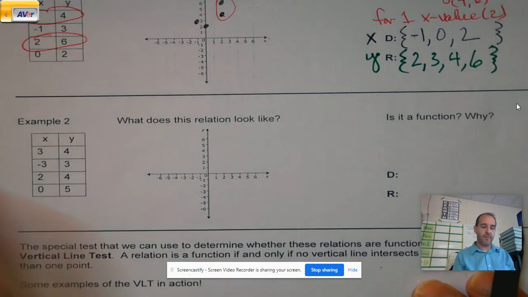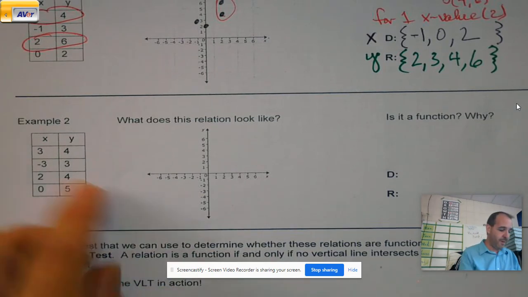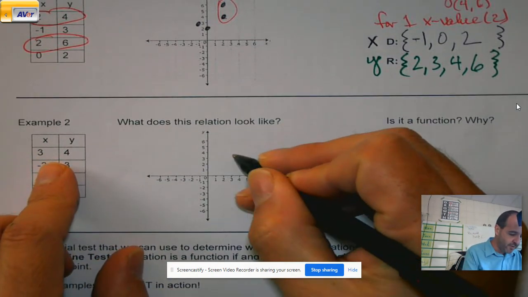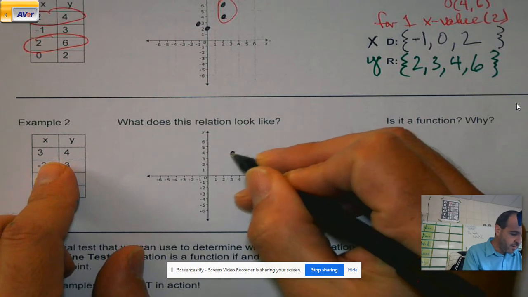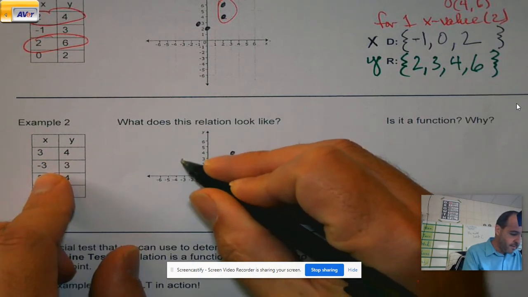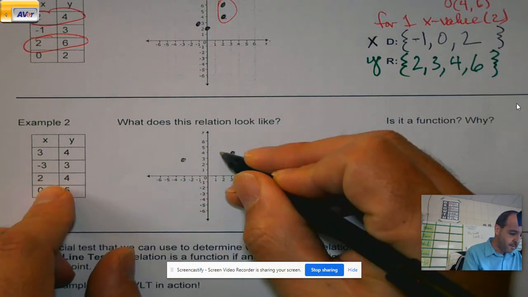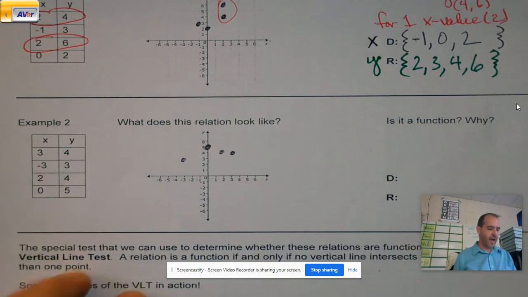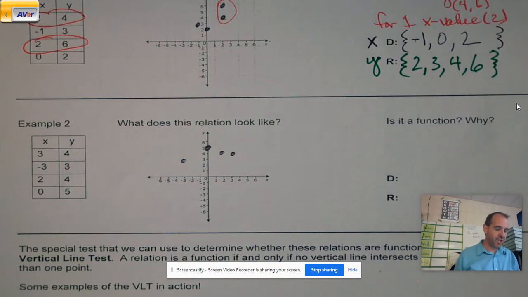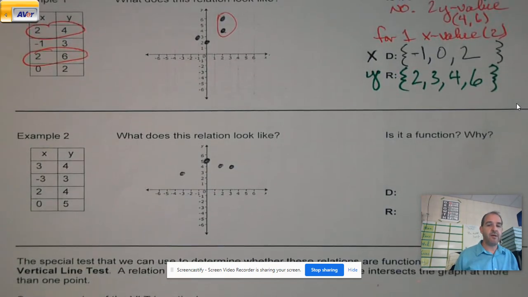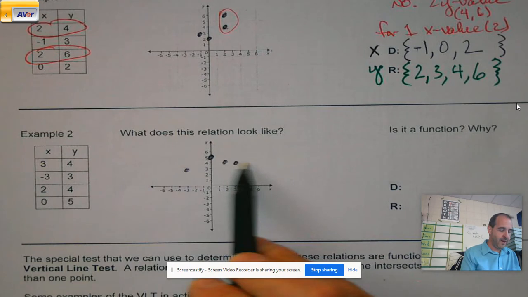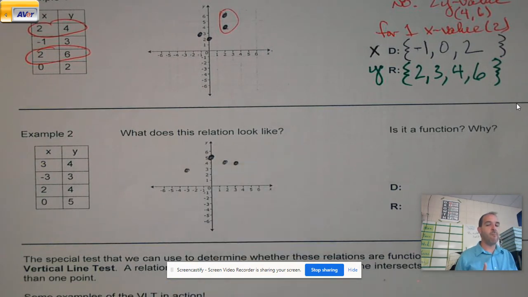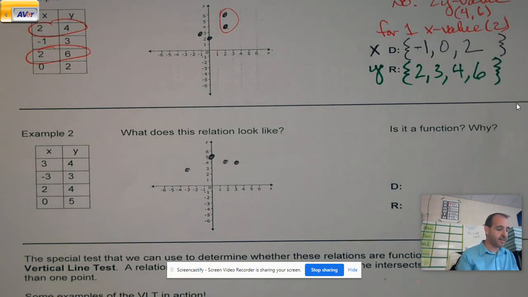Now, let's look at another one. Same idea. We're going to plot the points. Got to make sure we plot the points well. And then we really got to think a little bit here. So you're like, okay, is it a function? Now, your first inclination might be no, because see, we got 2 points in the same line again. But remember the rule. Is there only one y for each x?